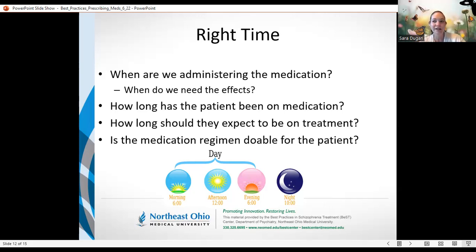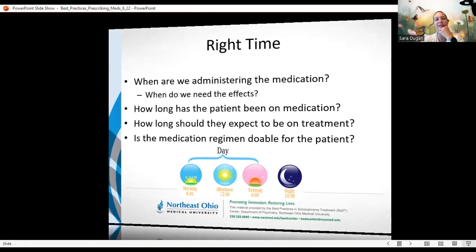How long has a patient been on medicine? How long should we expect them to be on medication? So all of these things are just pieces to keep in mind. And for you, you may also have some really helpful feedback on the regimen. The regimen sounds great, but if it's too complicated, they're not going to be able to do it. So we want to keep that in mind.